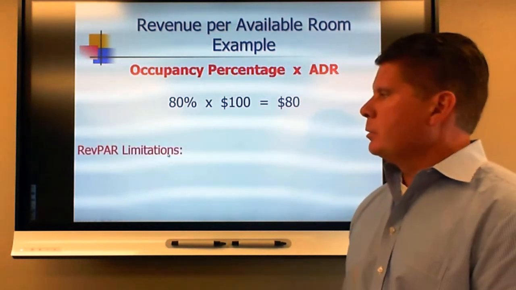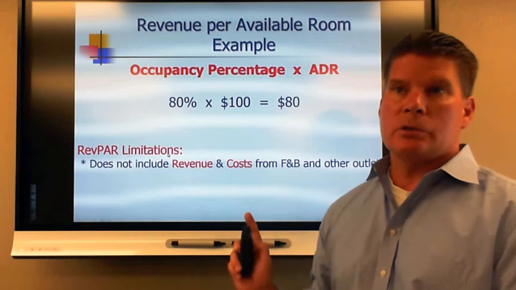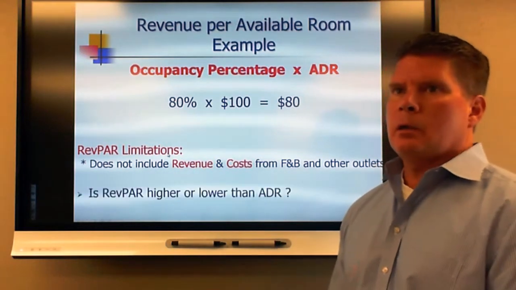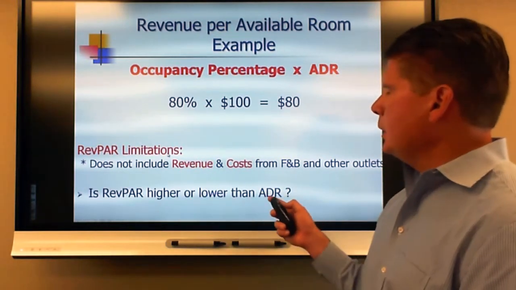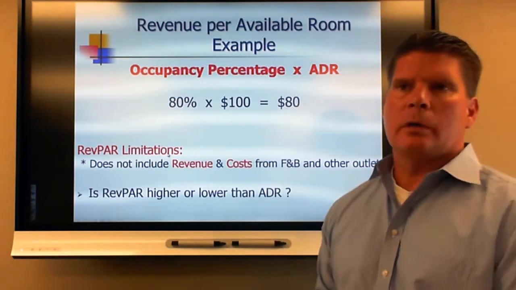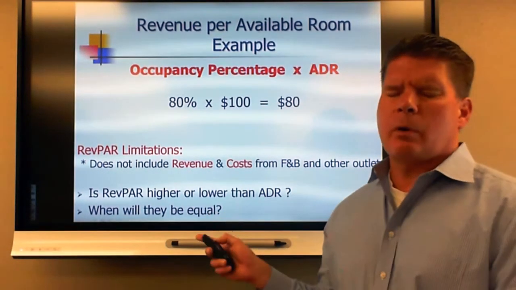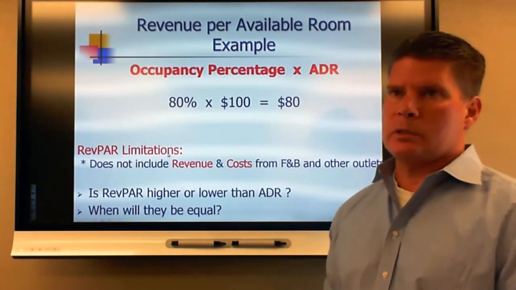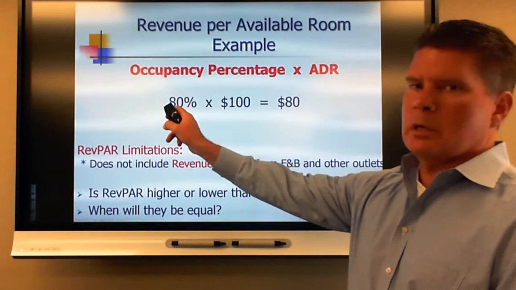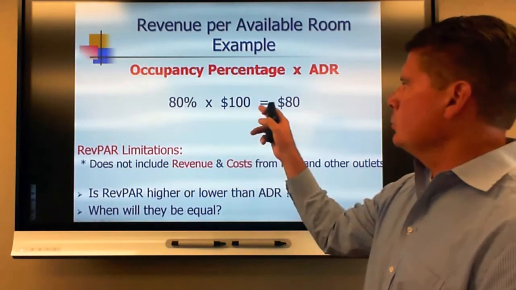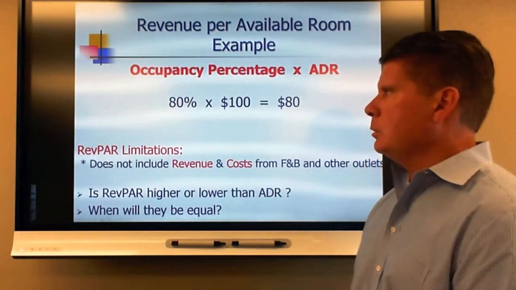A few things to remember about RevPAR: it does not include revenue and costs from food and beverage and other outlets. It's just hotel revenue. And a good question to keep in mind is, is RevPAR higher or lower than average daily rate? In this example, it's lower, and it is always lower except when they're equal. The only time that RevPAR is equal to average daily rate is when you have a perfect sell. When you sell every room, then the occupancy percentage is going to be 100%. So 100% times 100 would be 100. So RevPAR can never be more than average daily rate, but it can be equal on a perfect sell.